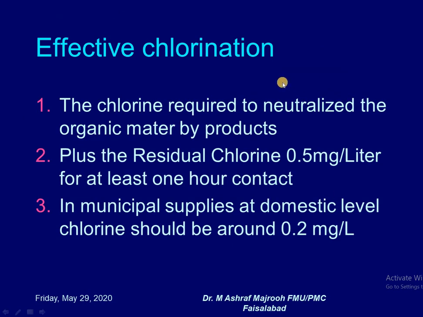So, in summary, for effective chlorination, the chlorine required to neutralize the organic matter and byproducts, plus the residual chlorine of 0.5 milligram for at least 1 hour contact, is required. So this will be the effective chlorination. But on the other hand, in municipal supplies, where continuous chlorination is done through special apparatus, a chlorination meter, the domestic level chlorine should be around 0.2 milligram per liter.